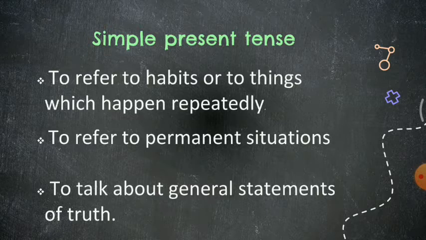The second, to refer to permanent situations. It means, for example, when someone has a disease and the doctor diagnoses that they can't walk anymore. The third, to talk about general statements of truth. It means when you talk about a fact, you use the simple present tense. Okay.